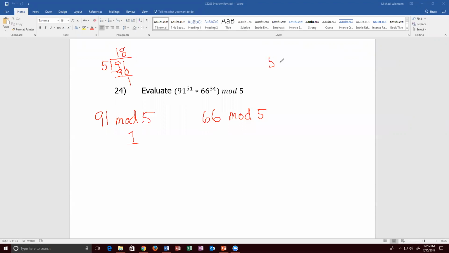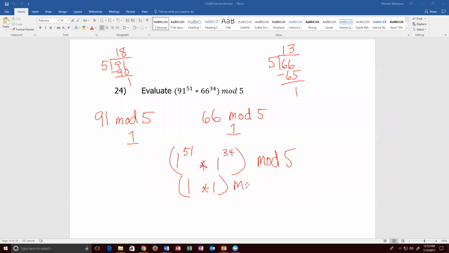66 mod 5, again, if I do the 5 going into 66, it's going to go 13 times, 65, again with a remainder of 1. So 91 to the 51st power is going to be the same as 1 to the 51st times, because 66 mod 5 is also 1, 1 to the 34th mod 5. Well, 1 to any power is just simply 1. 1 to any power is simply 1 mod 5. 1 times 1 is 1. And if you evaluate 1 mod 5, you end up with 1 as your correct answer in this case. Completing number 24.